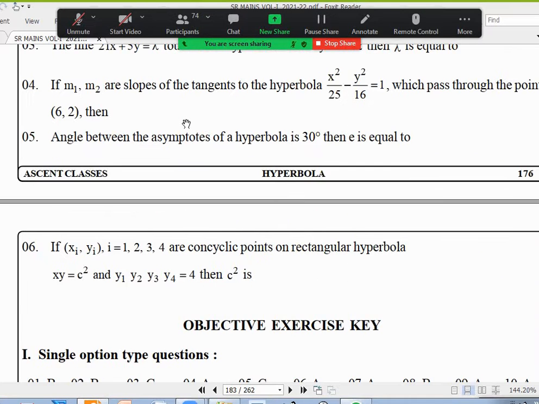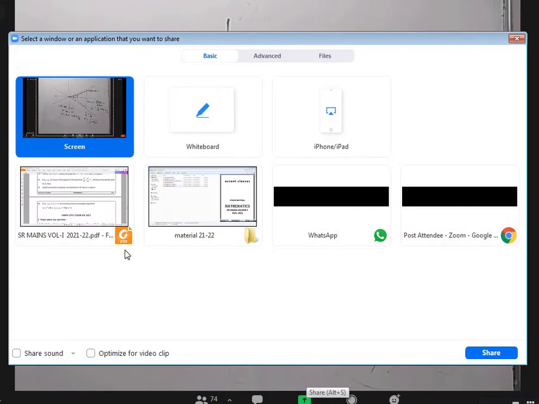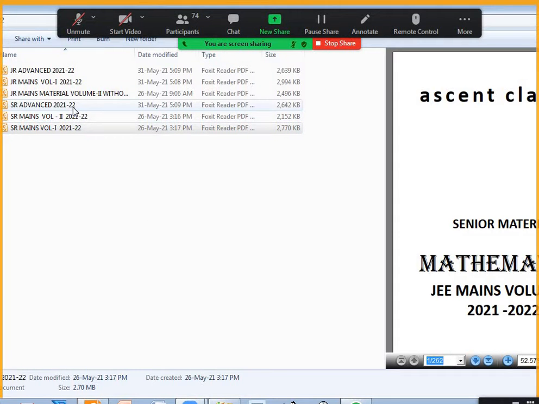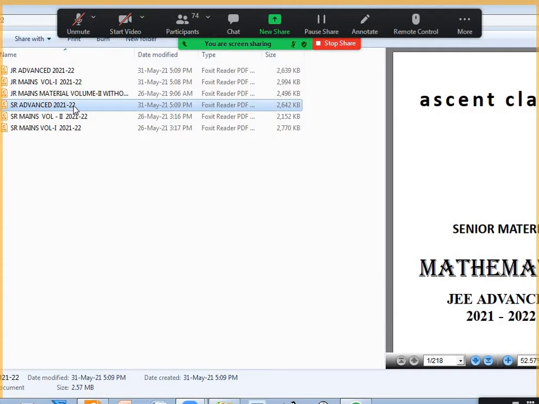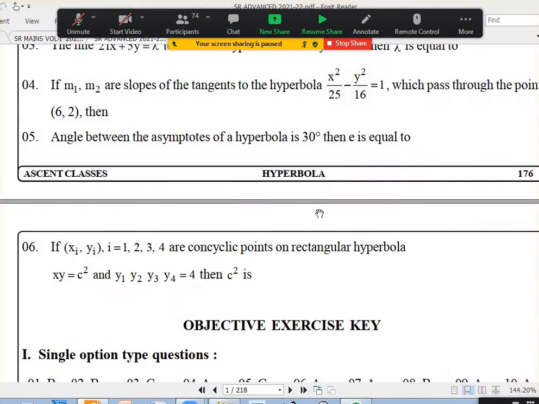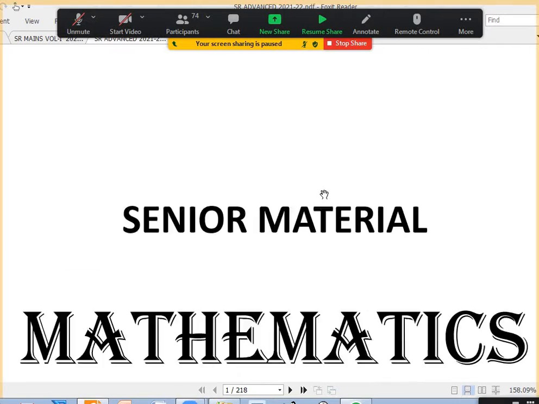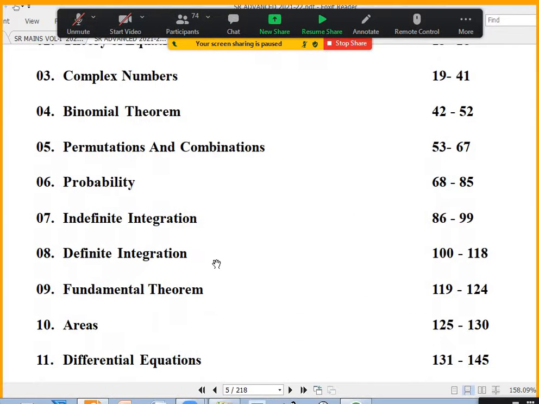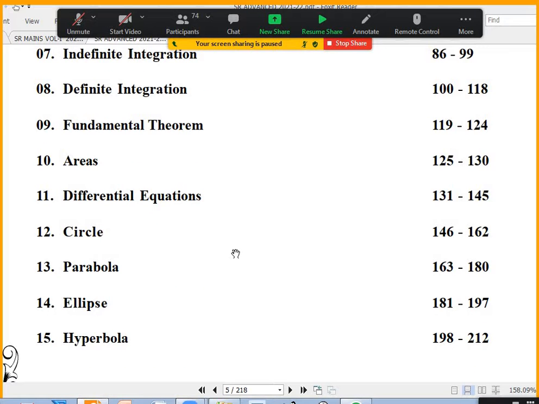Okay, anybody has any other doubts in hyperbola material? No. Now shall I discuss ellipse advanced material or hyperbola advanced material? Anybody tried advanced material? At least some questions, 20, 30, 40 questions. Yes, sir. Okay.